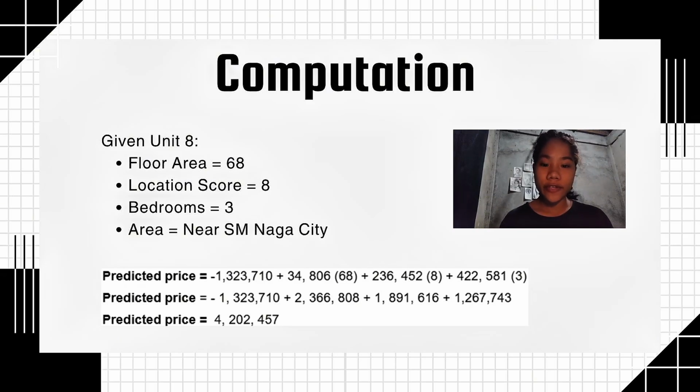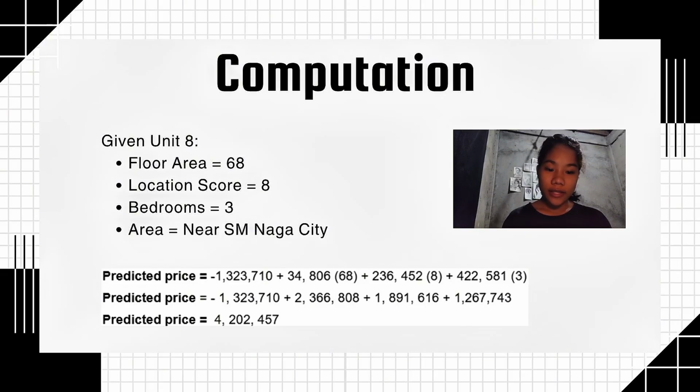Let's recall first the given data. We have floor area, which is 68 square meters. The location score is 8. Bedrooms, we have 3. And the area was near SM Naga City. So step 1, we start with the intercept. In step 2, we multiply the floor coefficient by 68.